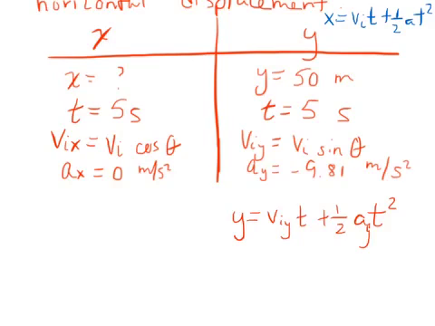But you need to adapt that formula into terms of y. So instead of x, you put a y. Instead of vi, you put viy. Instead of a, you put ay. And all that means is that we're looking in the y direction now. Okay? It's the same formula, but you're adapting it.